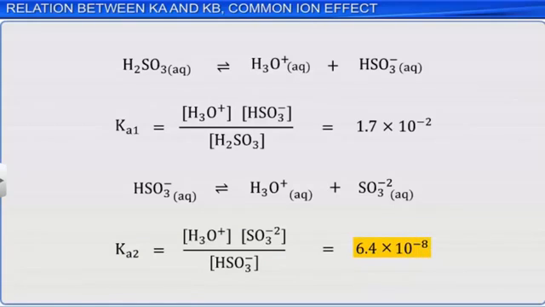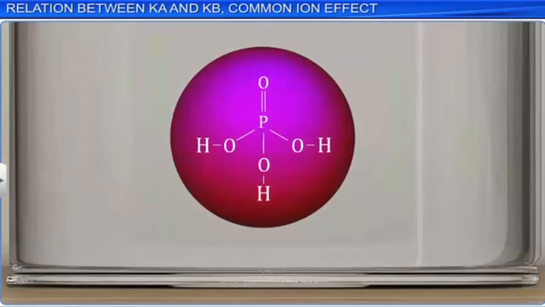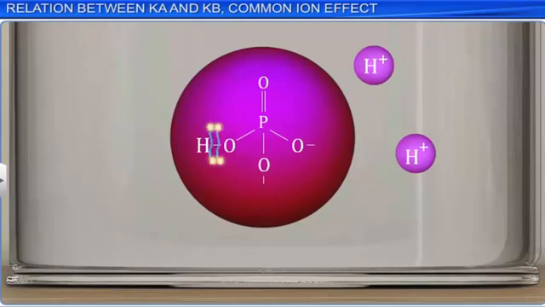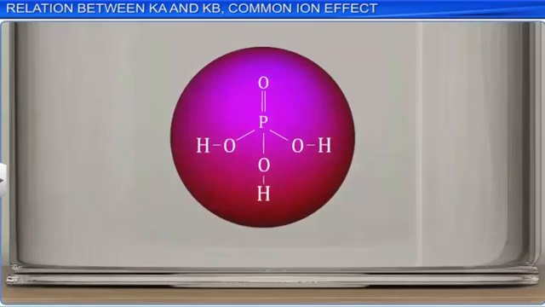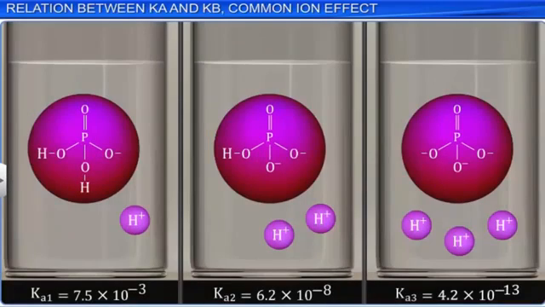Did you observe that Ka2 is smaller than Ka1? For any polyprotic acid, the first proton is lost easily, while the last proton can be removed with great difficulty. It can be seen that the second proton has to be removed from a negatively charged species. Due to the electrostatic forces, it becomes difficult to remove a positively charged proton from the negative ion. Hence, for a polyprotic acid, the higher order ionization constants are smaller than the lower order ionization constants.